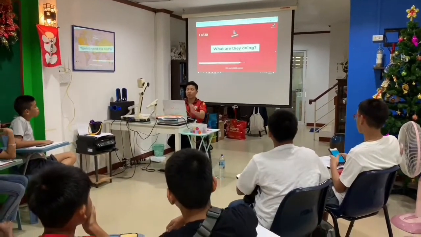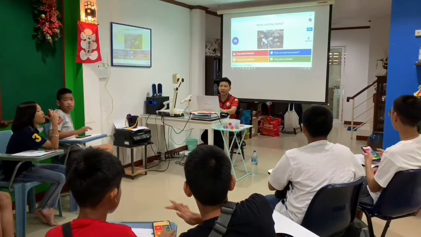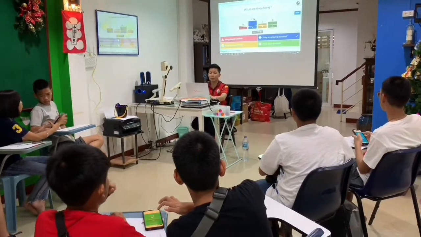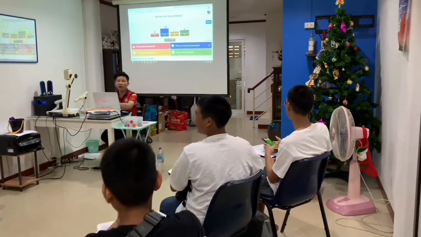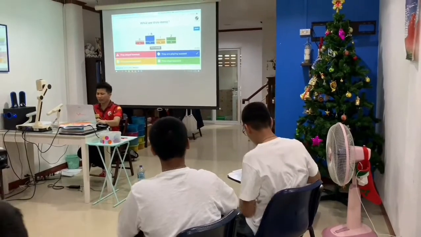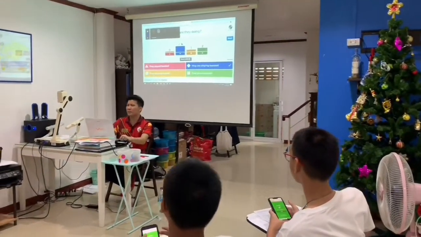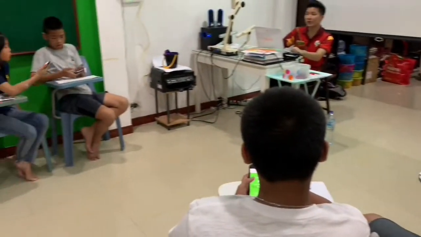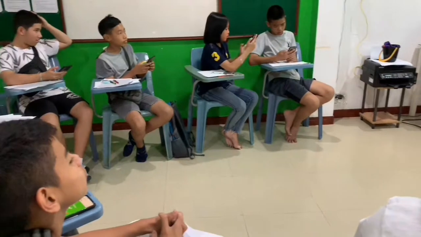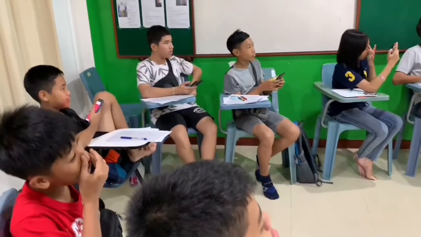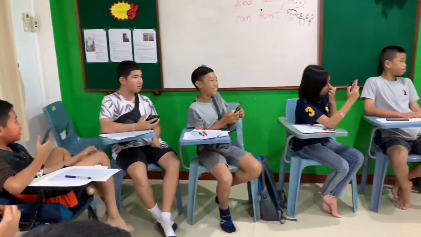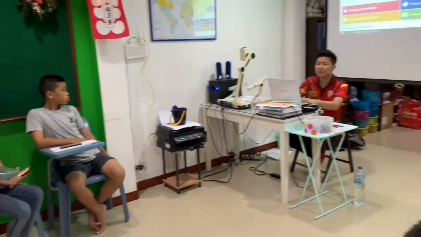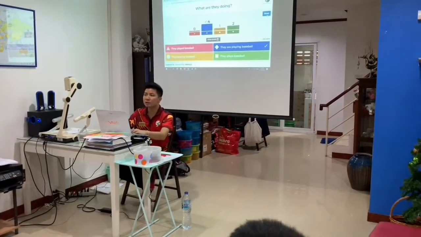What are they doing? Look at the picture and pick the best answer. They are playing basketball, okay? Can you say they playing baseball? No. They playing baseball? What do you need? They are, exactly. They play baseball? No, it's not correct. They play baseball. That is present simple tense, okay?